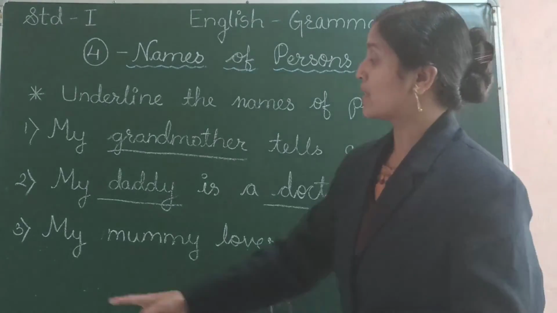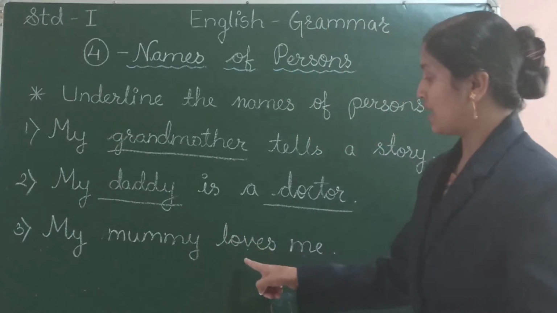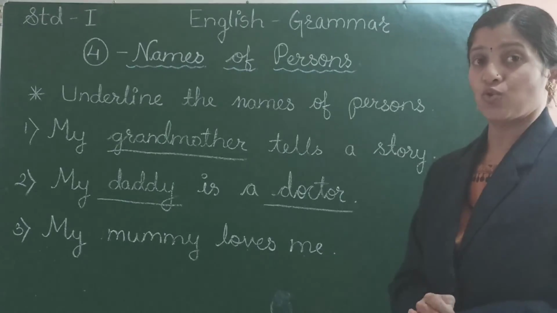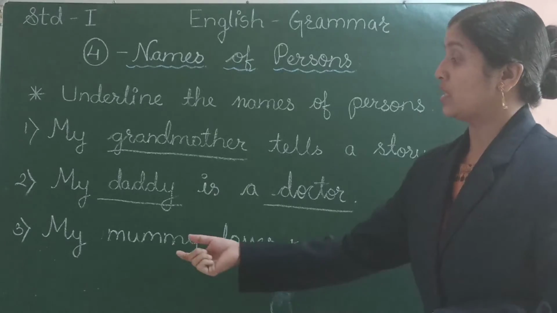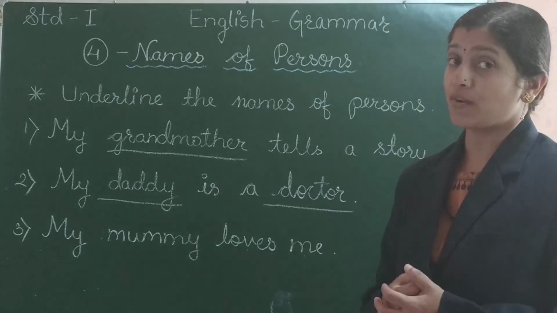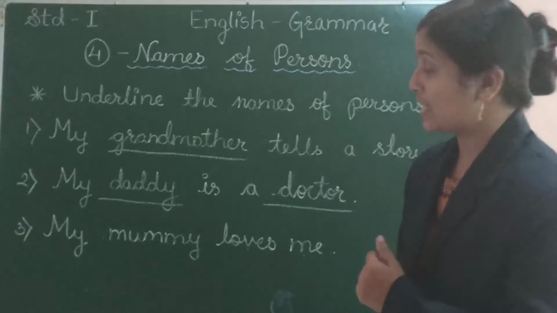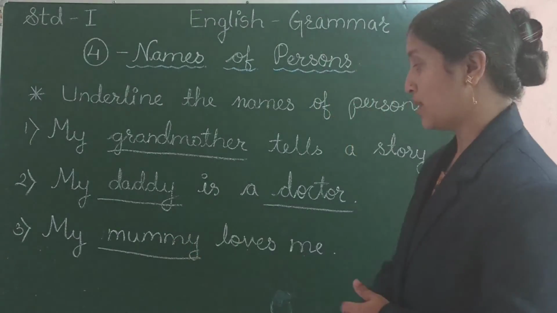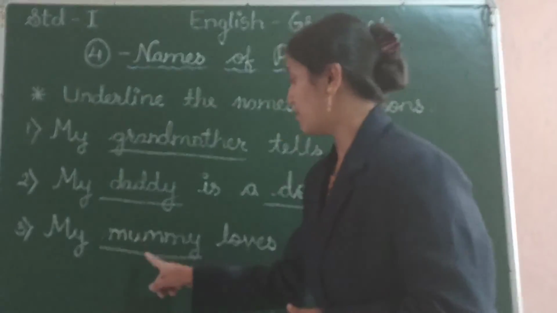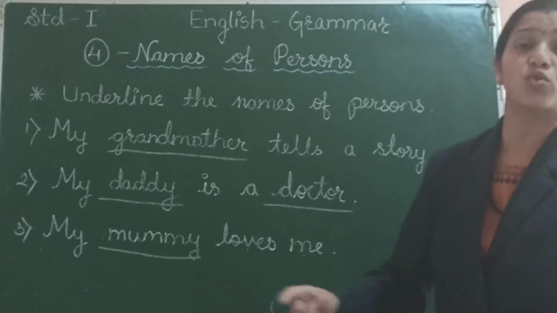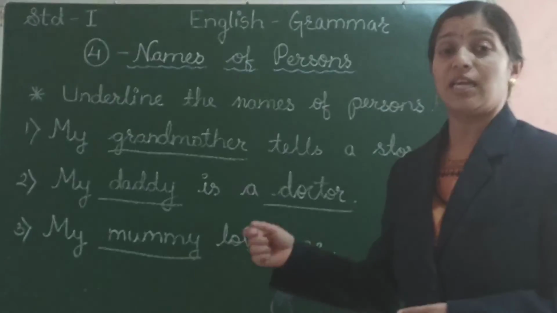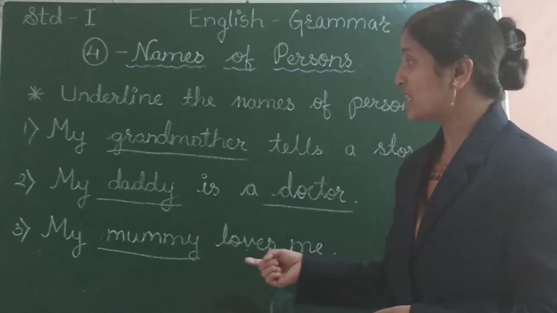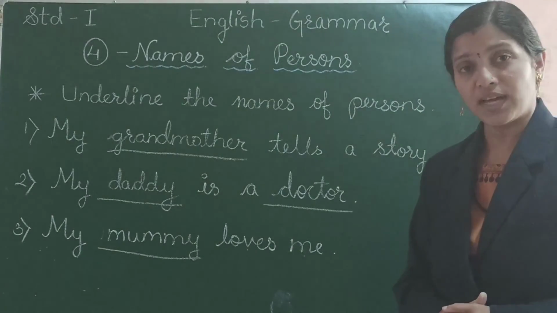The next is, my mummy loves me. So which word in this sentence is the name of any person? It is mummy. So we will underline mummy here. So my mummy loves me. So mummy is the name of some person in this sentence. Okay.